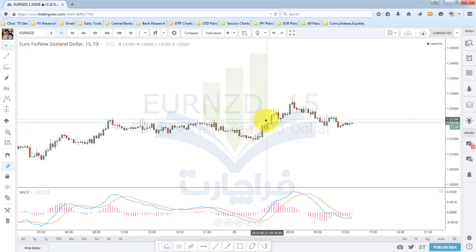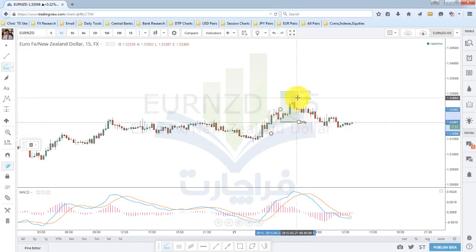So in this pullback, we look for another cycle high. Then we can measure from this cycle. Oops, there we go. From this cycle here, equal legs, 100%. And let's take the measurement on this cycle, from the high to the low, equal legs, 100%.